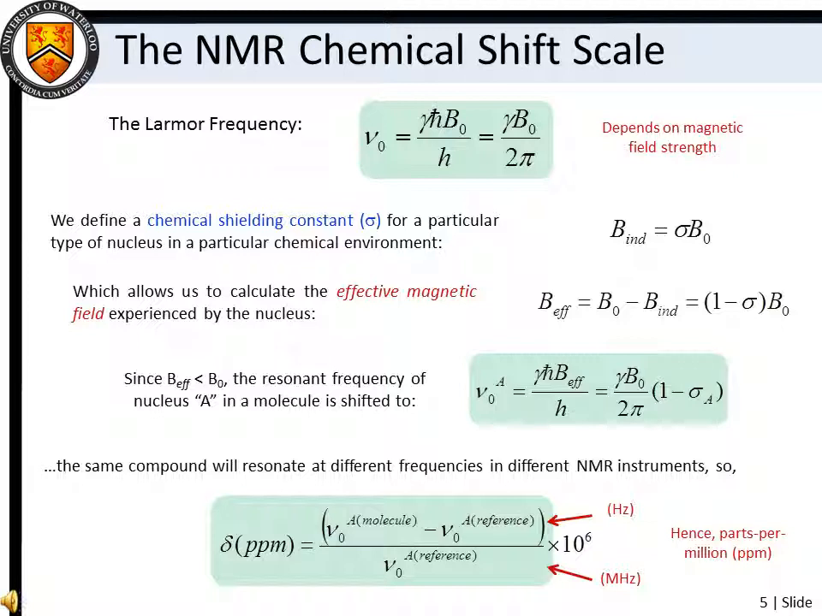The frequency difference for the signal of interest relative to a standard reference compound is measured and reported relative to the reference transition frequency. Since frequency differences are typically on the order of hertz, while absolute reference transition frequencies are on the order of megahertz, chemical shifts are reported in parts per million, or ppm.